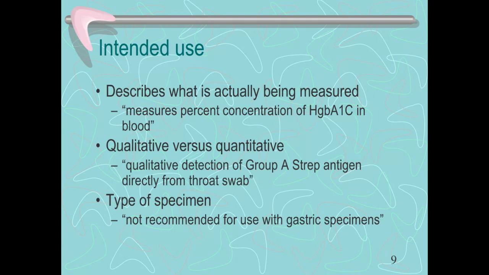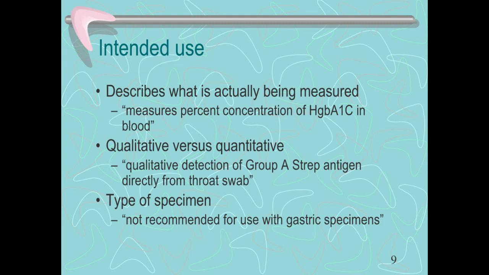So describe what is actually being measured. The product insert is going to tell you that it's going to be measuring the percentage of concentration of hemoglobin A1C in the blood. So a hemoglobin A1C tests the average blood sugar over about a 60 to 90 day period. So the first thing it's telling you is what it's testing.